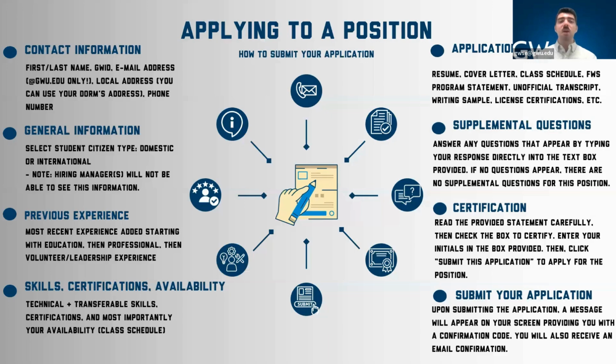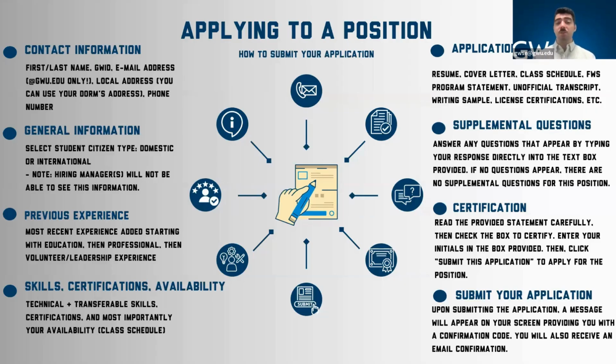So let's go ahead and dissect into applying to a position, right? So how to submit your application. So you want to start out with your contact information, and there will be prompts for all of these for you to insert when you begin your application. So your contact information, your first and last name, your GWID, your email address, your local address. You can also use your dorm room's address if your local address is pretty far away, so you don't confuse hiring managers, and then your phone number and so forth.